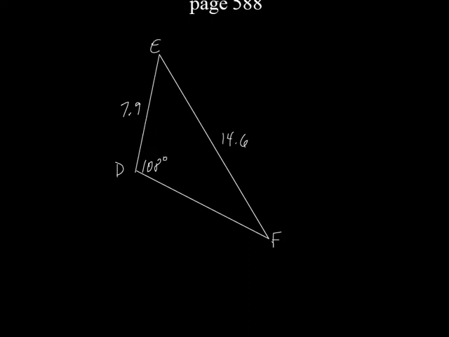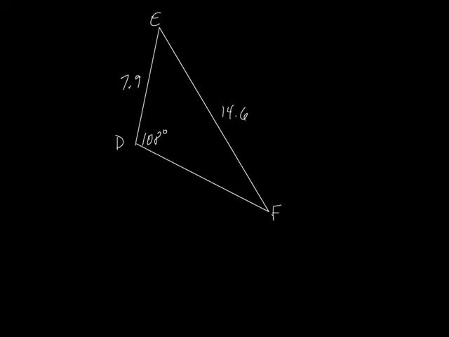So let's take a look. First of all, it doesn't say whether to use law of sines or law of cosines, does it? So you got to figure out which one to use. We're solving for all the missing parts, aren't we? So we're solving for angle E, angle F, and what else are we solving for? Little e right there. Okay? So those are the things that we're solving for.